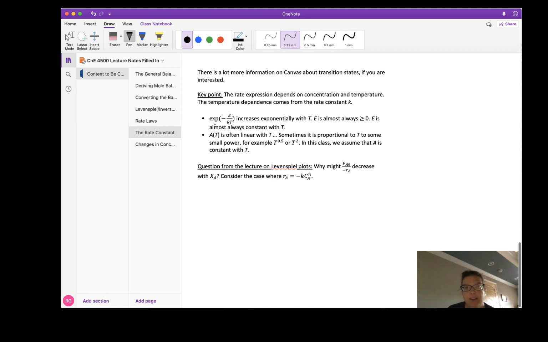The frequency factor, A of T, is often linear with T. Sometimes it's proportional to T to some small power, for example, T to the 1/2 or T squared. In this class, we're going to assume that it's constant with T. So in this class, we're going to assume that the temperature dependence of the rate constant comes from this exponential term. And usually, if we're in a regime where activation energy matters, that's the case. And usually we're trying to run a reaction where everything has been optimized. We're trying to run in the situation where this term dominates with respect to temperature and this term is constant with temperature. However, there's plenty of scenarios where that's not true. But for the purpose of this class, this is a fine approximation to make.